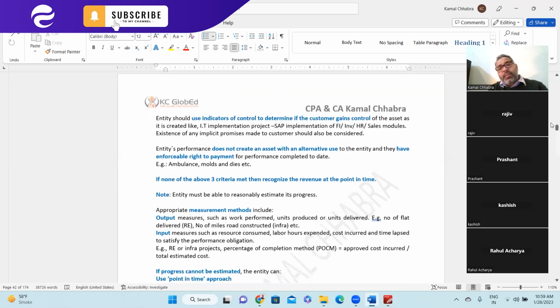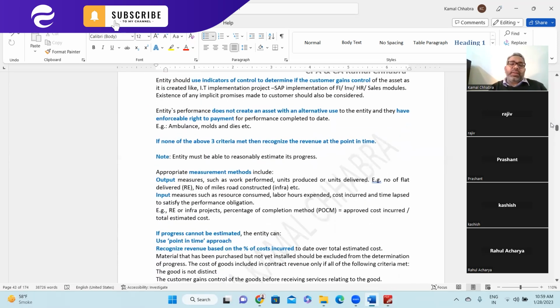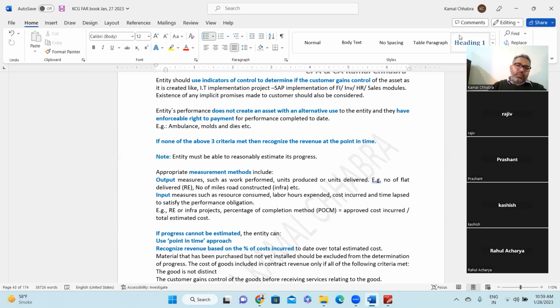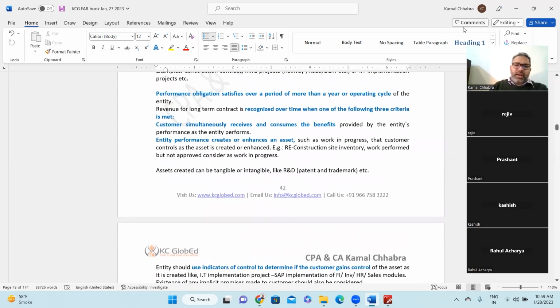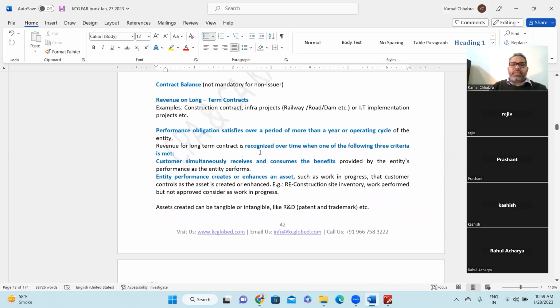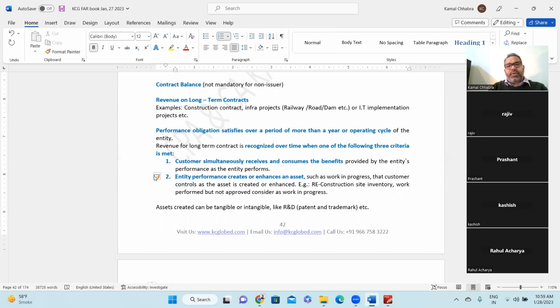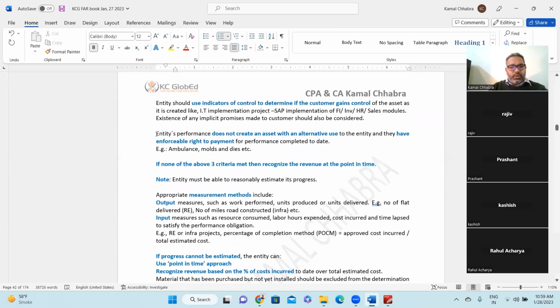When an entity's performance does not create an asset with an alternative use to the entity and it has an enforceable right to the payment. So if you remember, this is 100% same what we have studied in the revenue recognition criteria step 5. This is first one. This is second point, and this one is third.